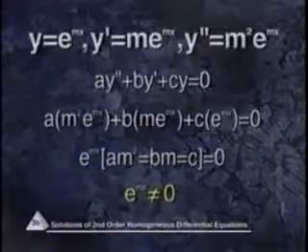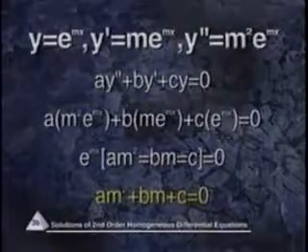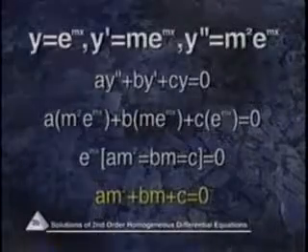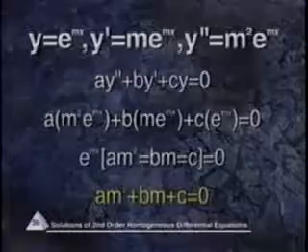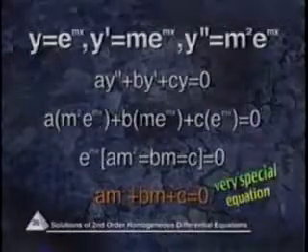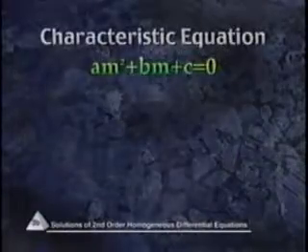Since e to the mx can never equal 0, it follows that a times m squared plus b times m plus c equals 0. You may not yet realize it, but what we have just come up with is a very special equation. This equation, am squared plus bm plus c equals 0, is called the auxiliary or characteristic equation of the given differential equation.